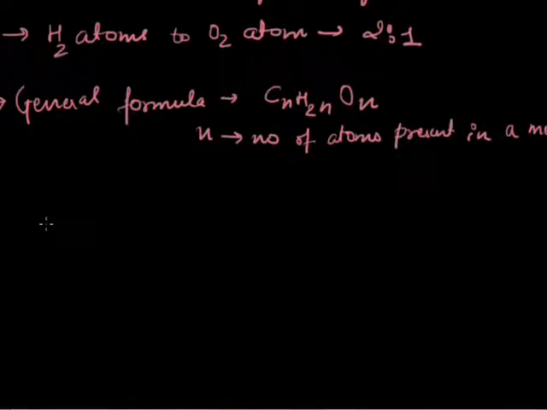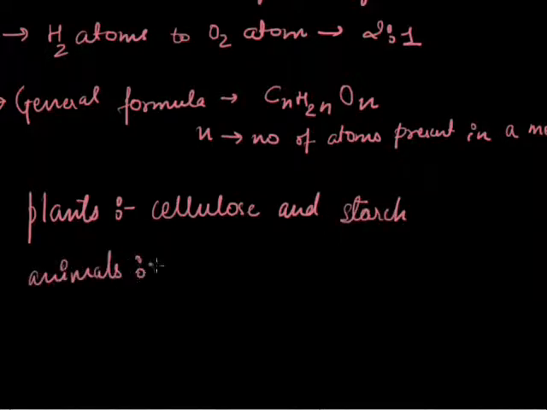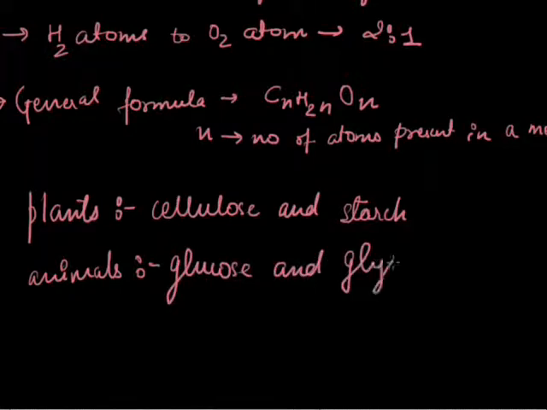present in a molecule. As far as the living world is concerned, in plants carbohydrates are found in the form of cellulose and starch, and in animals in the form of glucose and glycogen. Glycogen is considered the reserve food material in animals, and starch is the reserve food material in green plants, because it is a photosynthetic compound.